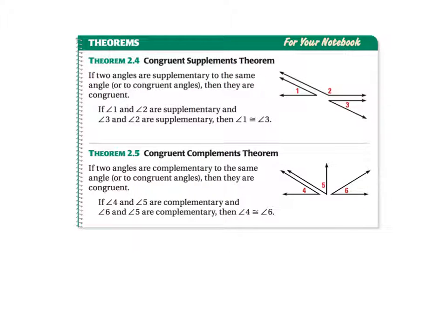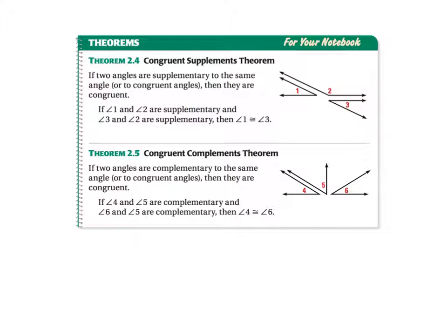Next, we have two more theorems, and these two theorems are very closely related to each other. The first theorem is the congruent supplements theorem. It states if two angles are supplementary, meaning they add up to 180 degrees or form a straight line, to the same angle or to congruent angles, then they are also congruent.